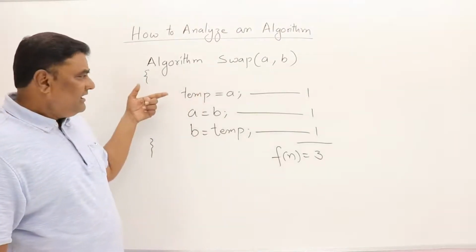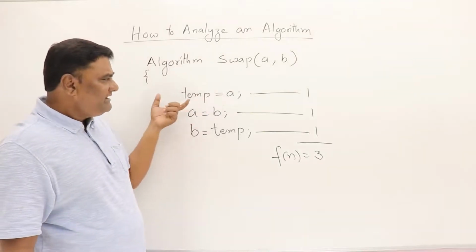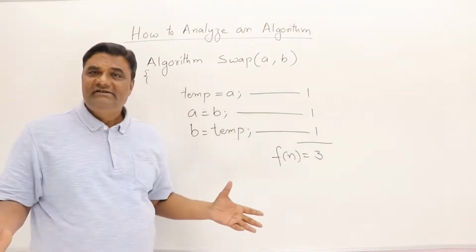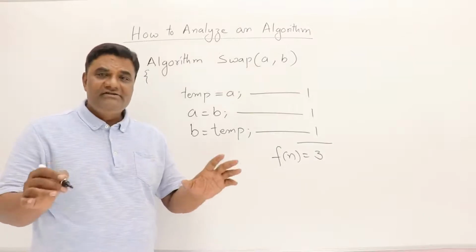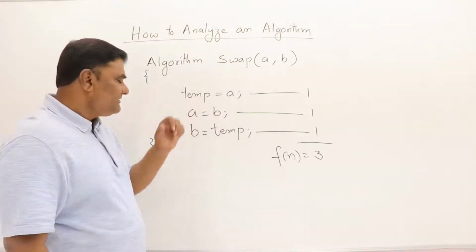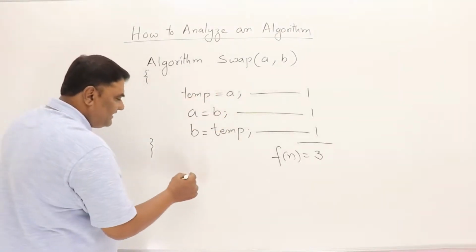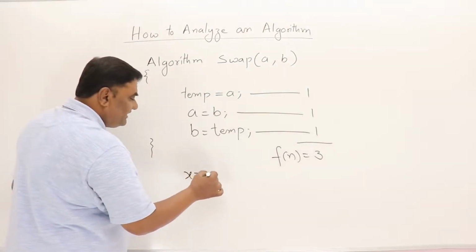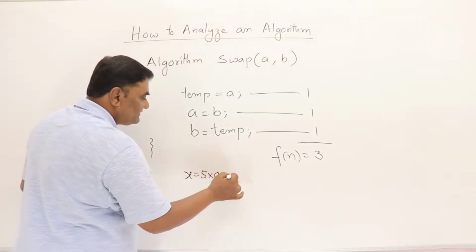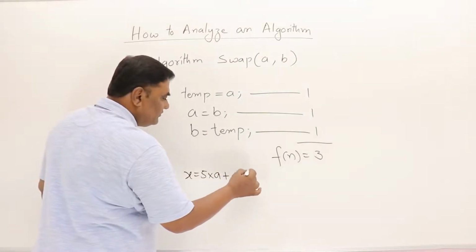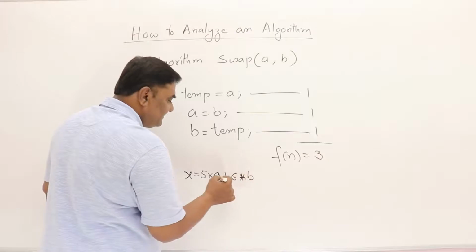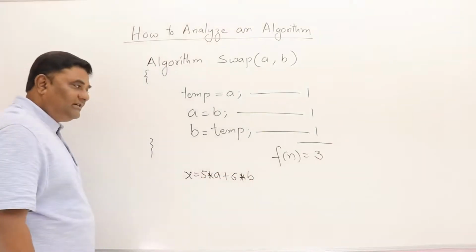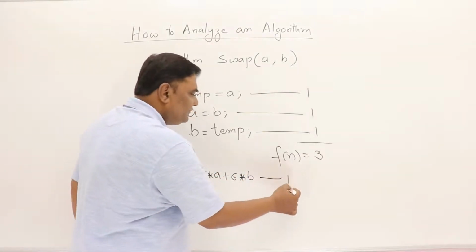Now here, whatever the complexity in the statement may be, however lengthy the statement will be, we say that it takes 1 unit of time. Let us assume, instead of this statement, I have some statement saying x assign 5 into a plus 6 into b. If this is the statement written in an algorithm, then for this also we say it takes 1 unit of time.